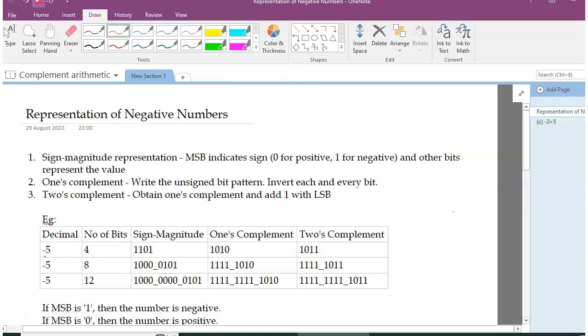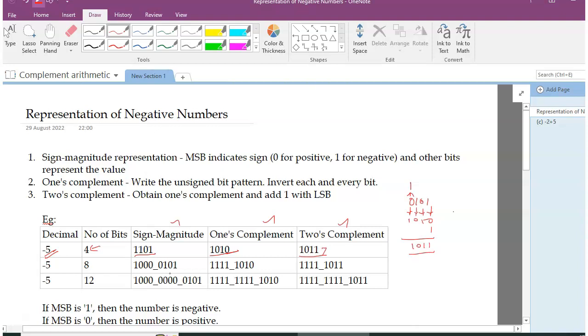So here we have an example of how to represent minus 5 in these three formats: sign magnitude, 1's complement, 2's complement, if the number of bits is 4. See here I have 4 bits, 4 bits, 4 bits. First I have written the unsigned representation of 5, that one is 1 0 1. 4-bit means I got to add a 0. Sign magnitude, this should be 1, so 1 1 0 1 is coming. 1's complement means each and every bit should be inverted. 1 0 1 0, that one is available here. 2's complement means I need to add 1 with 1 0 1 0, then I will get 1 0 1 1, that one is available here.